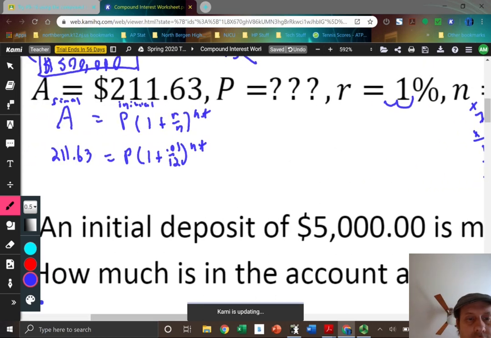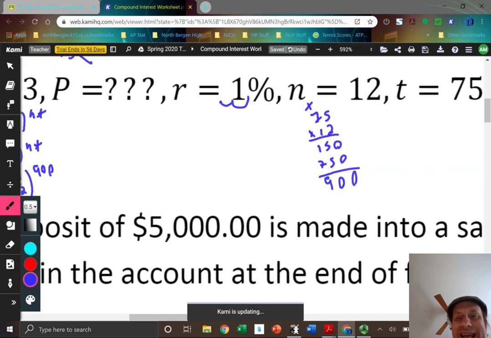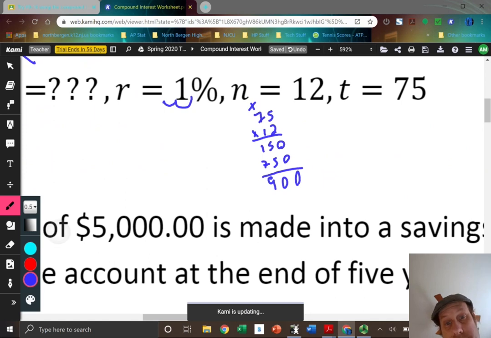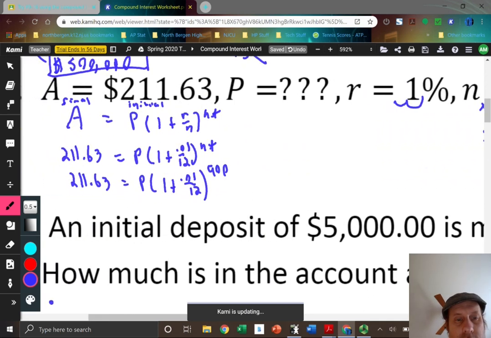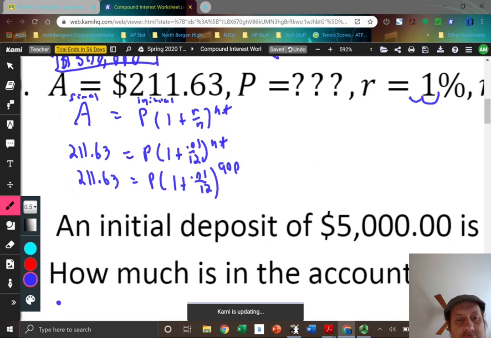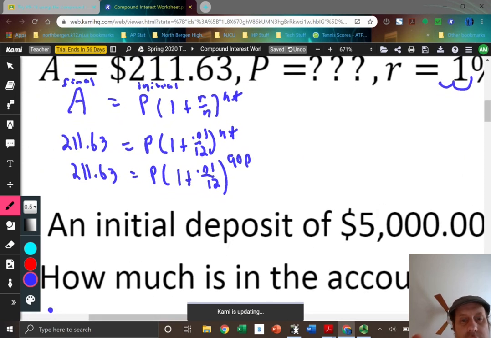So that's going to give me 211.63 equals P times 1 plus 0.01 over 12, all to the 900 power. And the 900 was N times T, 12 times 75. Okay? All right, so let's go ahead and do this. If I'm solving right here, what I would first do, let me move this guy up here, is I would divide both sides by 1 plus 0.01 over 12 to the 900th power.